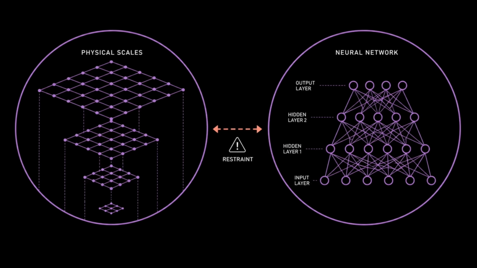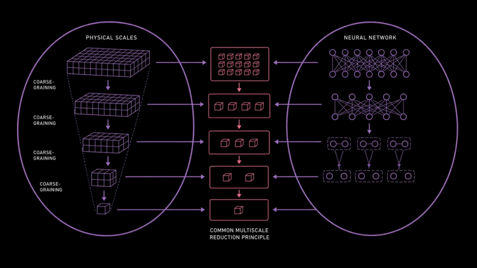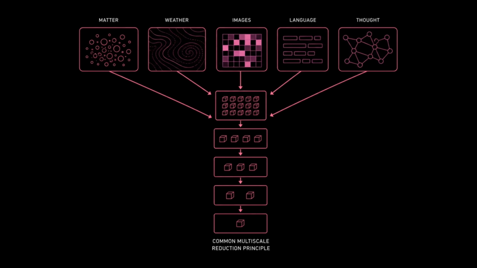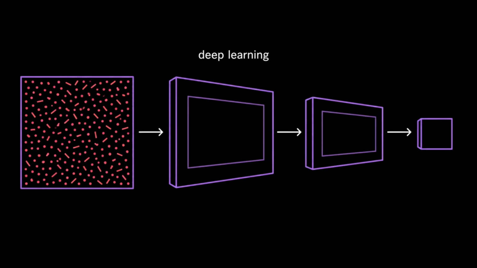And we should be careful not to push the analogy too far. A neural network is not literally a universe, and the brain is not just a renormalization algorithm with a pulse. But the analogy is powerful because it highlights a shared principle. Whether you are studying matter, weather, images, language, or maybe even thought itself, you often succeed by finding the right summaries at each scale. That gives us a new way to frame deep learning.